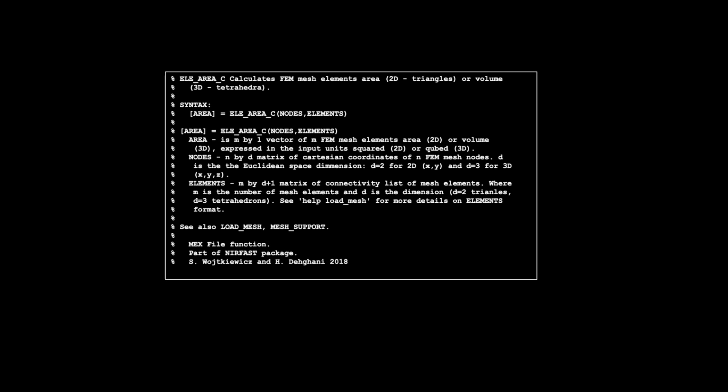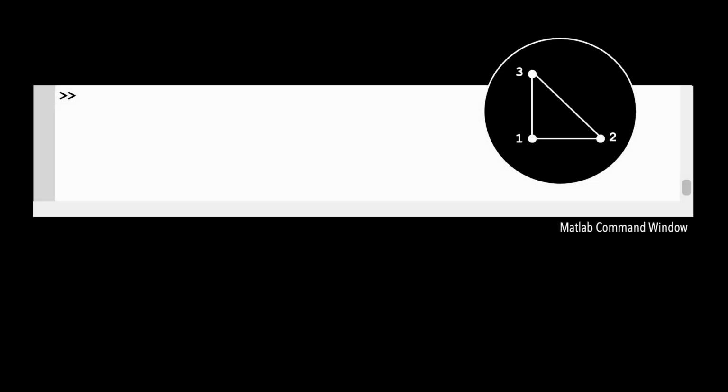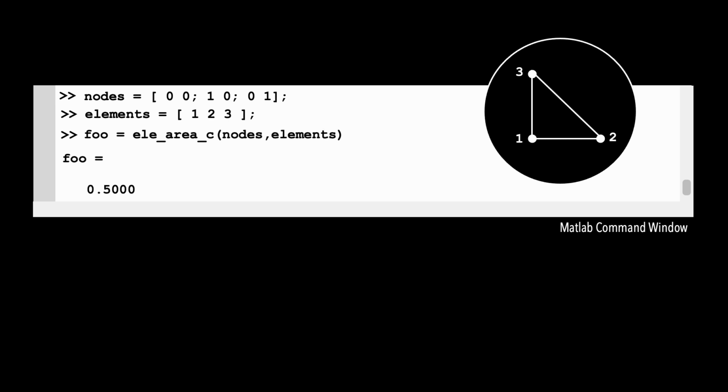Here we will call the NIRFASTer function LAreaC to test the installation. This function computes the area of a mesh element given its node coordinates and connectivity. Although in practice a light model will contain thousands of elements, we require only one to call the function. Input the node coordinates and element connectivity as shown, then pass these to LAreaC. If NIRFASTer is working properly, a value of 1/2 should be returned.